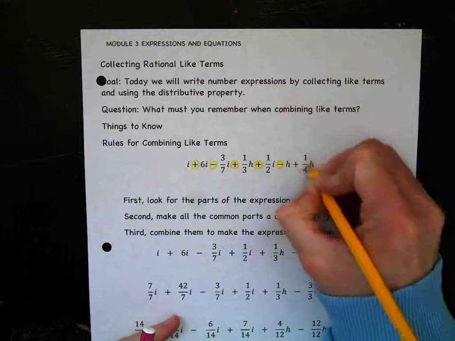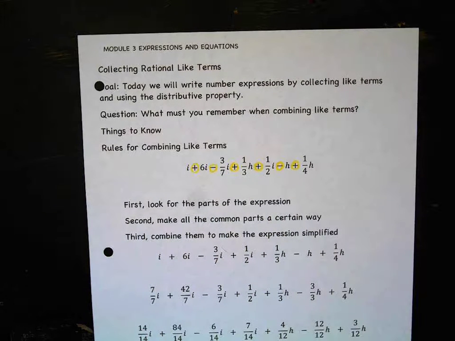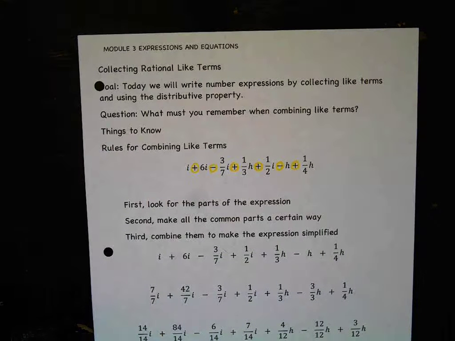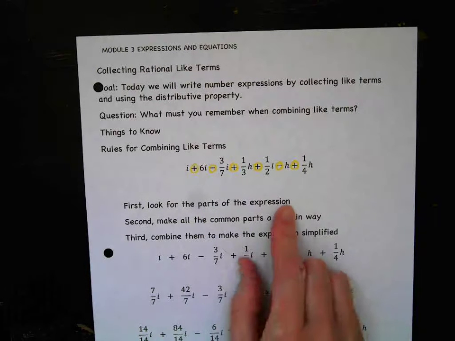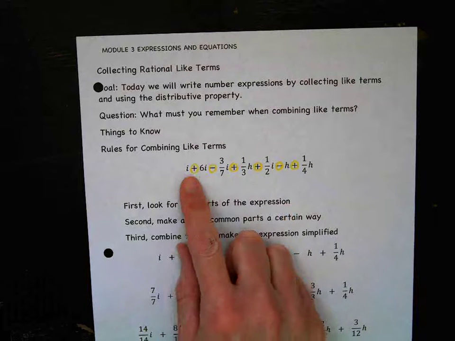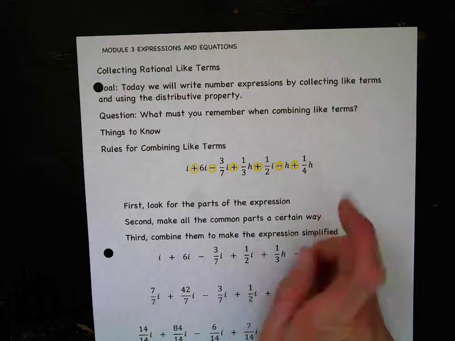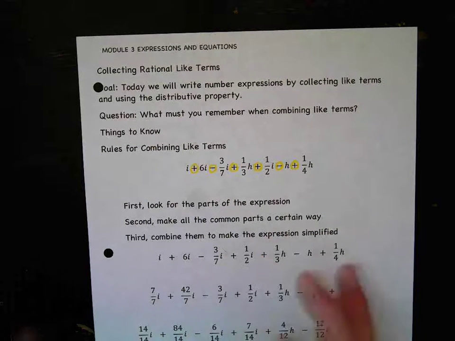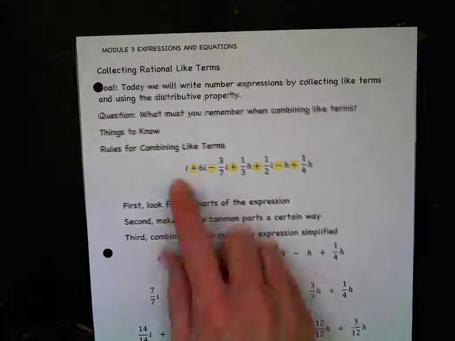I don't know if you can see this, but I went ahead and circled all of the operations that are present in that sentence with yellow so that we can see where we are at. The first thing that I like to do when I am working with combining like terms is look for the parts of the expression. If you find all of the math operations that are in there, it allows your eyes and your brain to separate everything into parts. So I'm looking for parts of the expression.